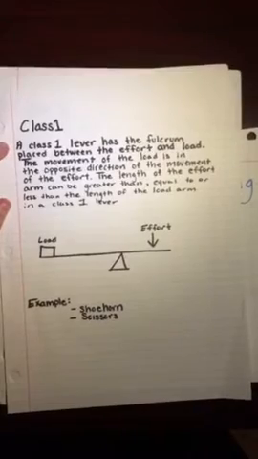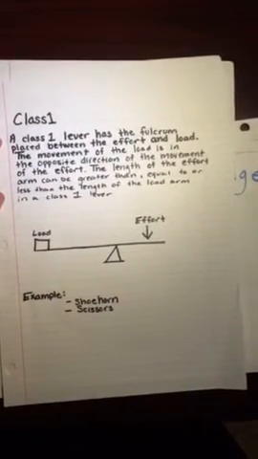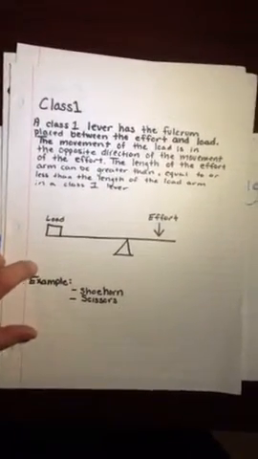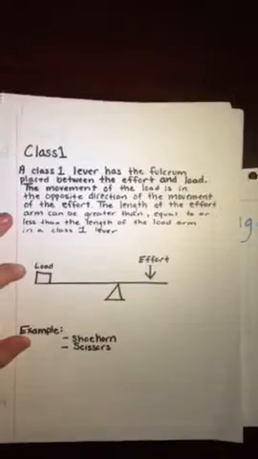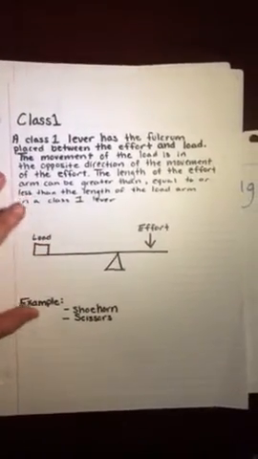The length of the effort arm can be greater than, equal to, or less than the length of the load arm in the class 1 lever. Examples are a shoehorn and scissors. The parts of a lever are a load, fulcrum, and effort force.